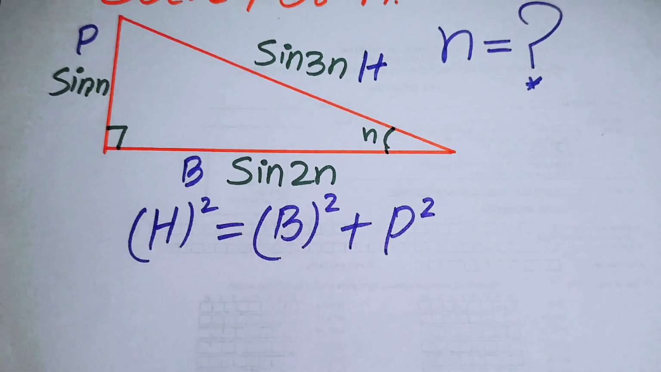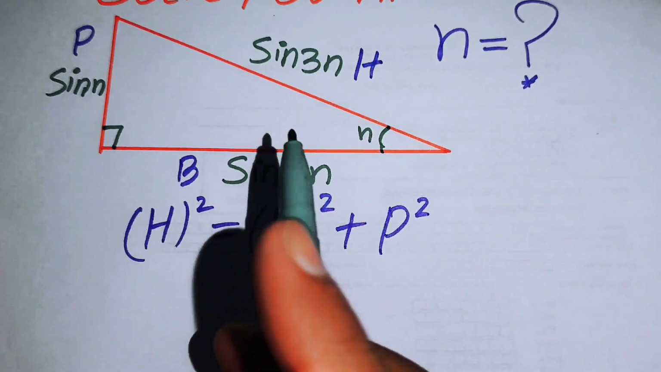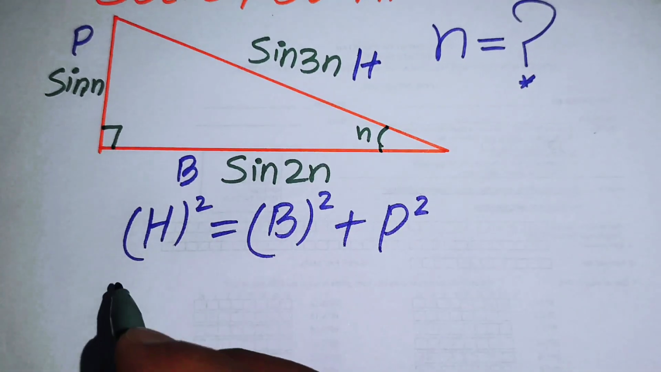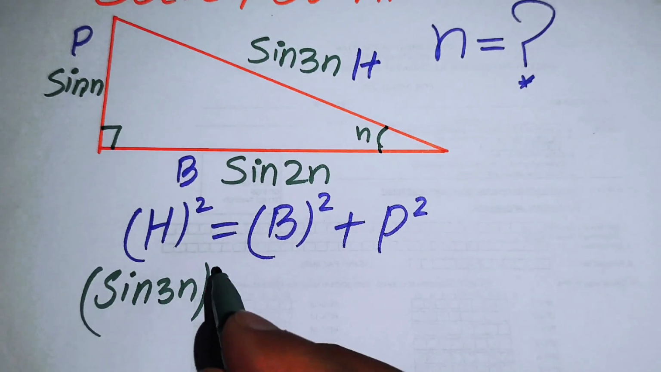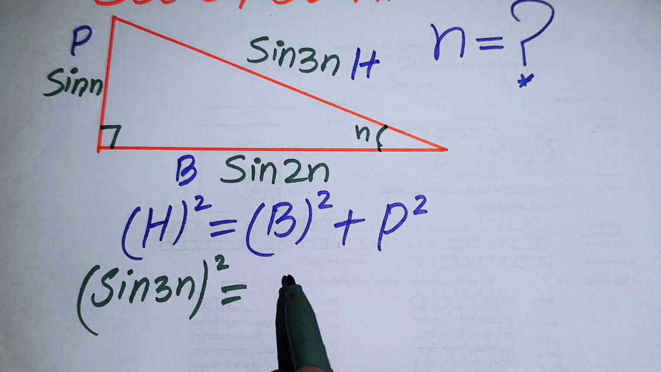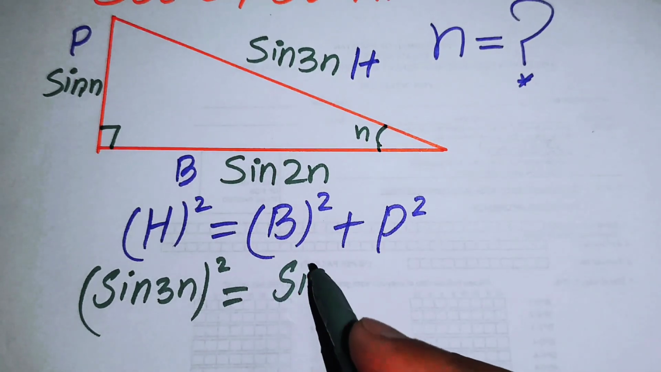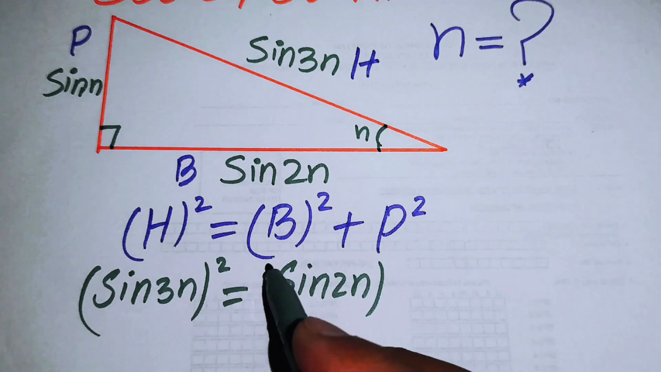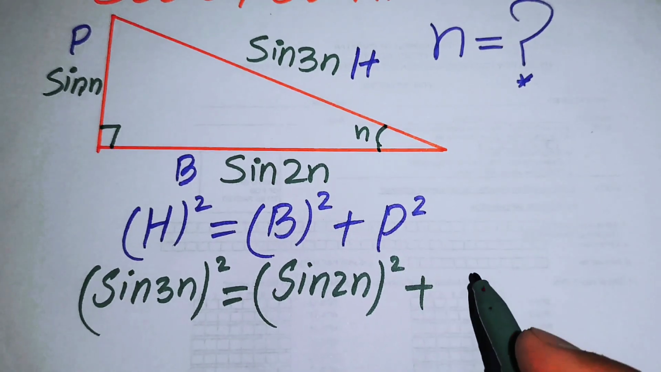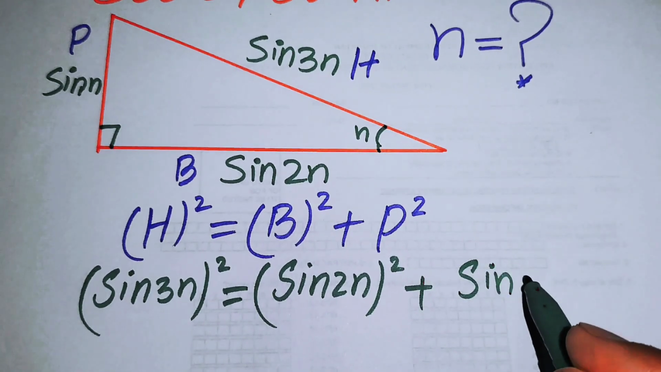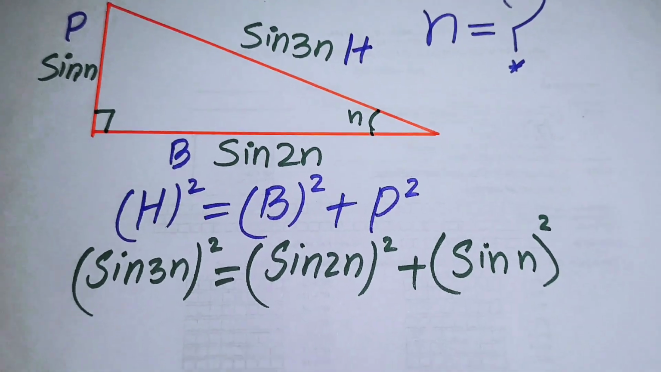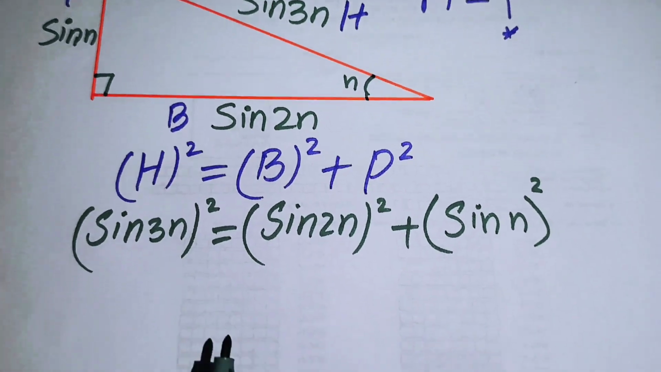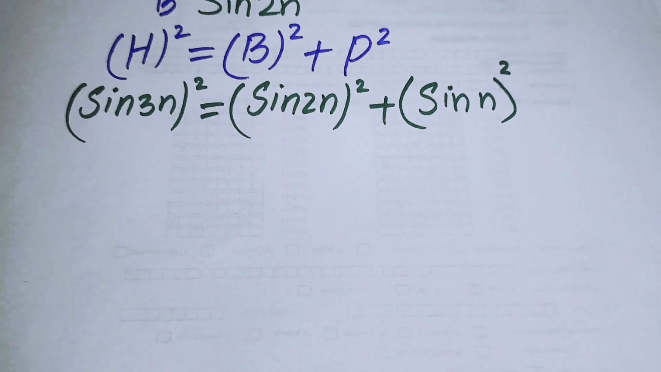Now in this problem our hypotenuse is sine of 3n, so we will substitute here. You have sine of 3n, and its whole square, equals our base sine of 2n, and its whole square, plus our perpendicular sine of n, and its whole square. So now in the next step we will solve this equation, and we can find the values of n.